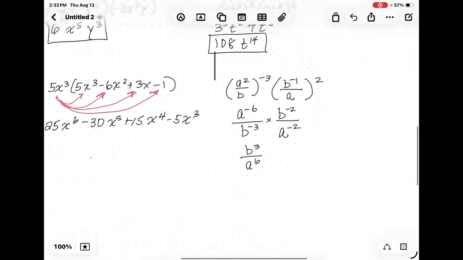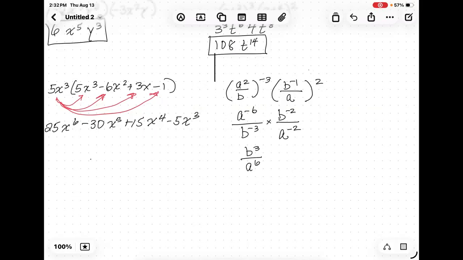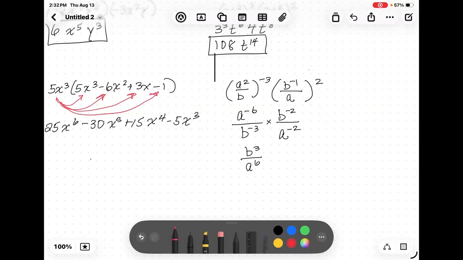I took and reciprocated within the whole fraction. Again, I could look at this and say, well, that's 1 over a to the 6th over 1 over b cubed. I could think about it like that. And I'm going to end up at the same place eventually. I think you do need to see both ways and understand how they're related.